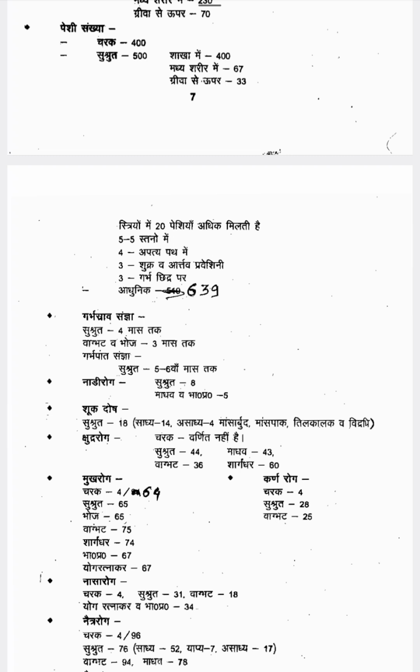Okay, then Kshudra Roga. Kshudra Roga means minor disorders, like small diseases. For some conditions there is no need of treatment also; it will come and it will go. So the numbers of Kshudra Roga are very important; they ask them in the exam. According to Sushruta 44, according to Madhava Nidana 43, according to Vagbhata 36, according to Sharangadhara 60 Kshudra Rogas are there. And Kshudra Roga is not mentioned by Charaka. So the numbers of Kshudra Roga are very important.